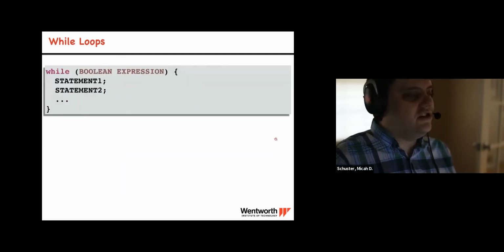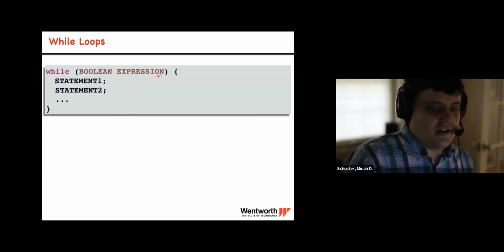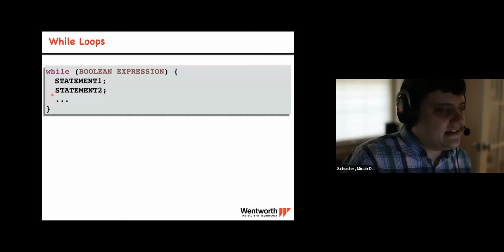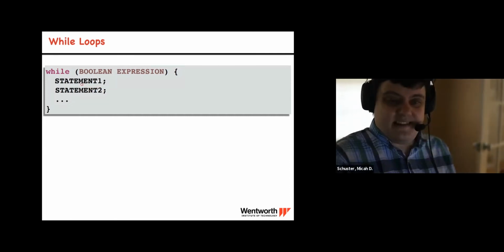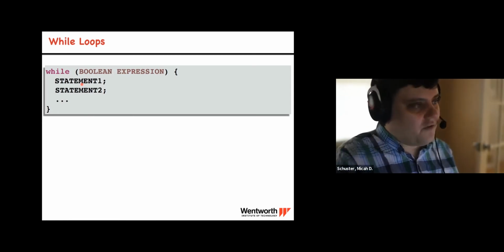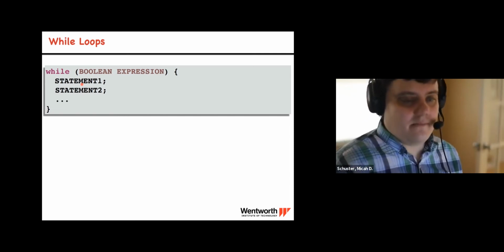So here's the general look of a while loop. It's while, some Boolean expression in parentheses, and then open and close curly brackets, and then any statements you want. In here, these statements can be a calculation, they can be a set of if statements, they can be other function calls, they can be pretty much anything we've seen so far.